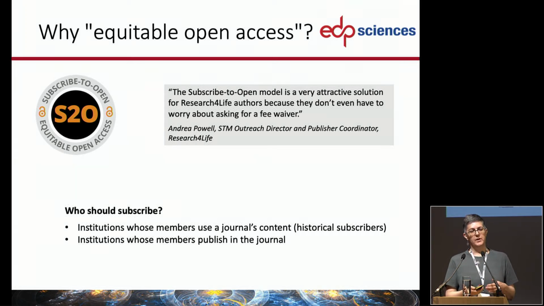And why we call that equitable is because the cost has to come from somewhere, and what we would like is to ask who should subscribe. So who are the institutions who should subscribe? They're institutions whose members use a journal's content. So we have a list of historical subscribers that have always used the content. Their researchers have demonstrated an interest in it. And we also would like to reach institutions whose members publish in the journal. They're not necessarily the same institutions.